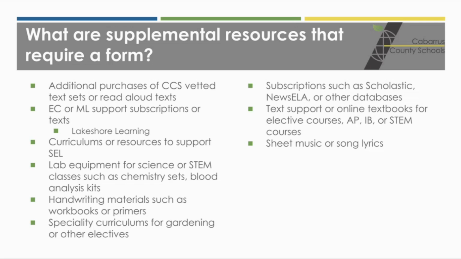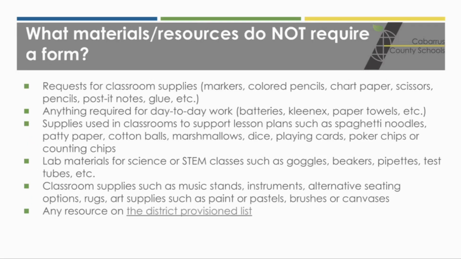lab equipment for science or STEM classes such as chemistry sets or blood analysis kits, handwriting materials such as workbooks or primers, specialty curriculums for gardening or other electives, subscriptions such as Scholastic, Newsela, or other databases, tech support or online textbooks for elective courses, AP, IB, or STEM courses, and sheet music or song lyrics.